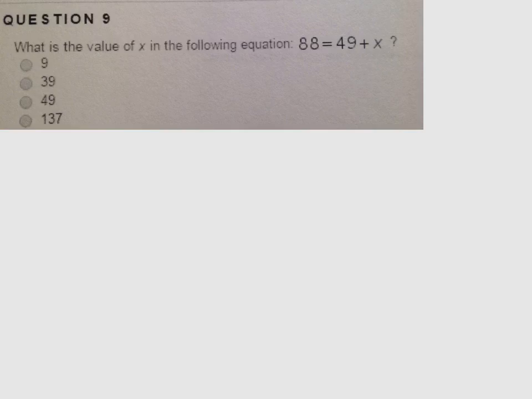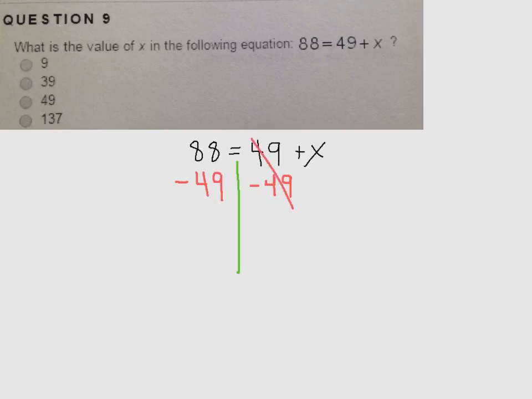Question number 9. What is the value of x in the following equation? This just means that they want you to solve for x. Get the x by itself. Who's bothering the x? Well, the 49 is. How do you get rid of the 49 that's bothering the x? It's a positive 49, so we should subtract 49. And of course, you know that whatever you do to one side, you must do to the other. X is alone, so we are done. What's 88 take away 49? The answer to that is 39. So that would be the second answer choice.